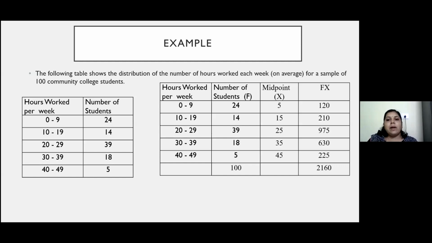Now the number of students is called the frequency, f. Multiply 24 with 5, that is 120. 14 into 15, 210. 39 into 25, 975. 18 into 35, 630. 5 into 45, 225. Each f value and x value have to be multiplied. Okay, please do it.